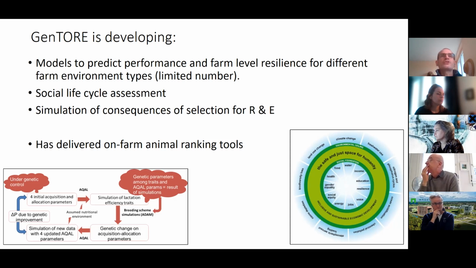And simulation of consequences of selection for R&E. So that's the little figure that is down at the bottom left, where you can see links between the systems biology model at Cal and breeding scheme simulations, which is a program called ADAM, to try and really look at what will happen if we change the breeding schemes as we go forwards.